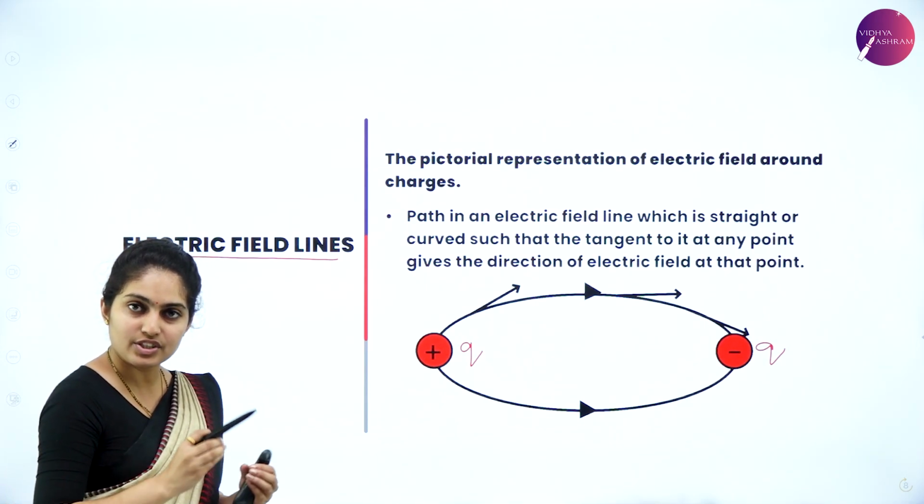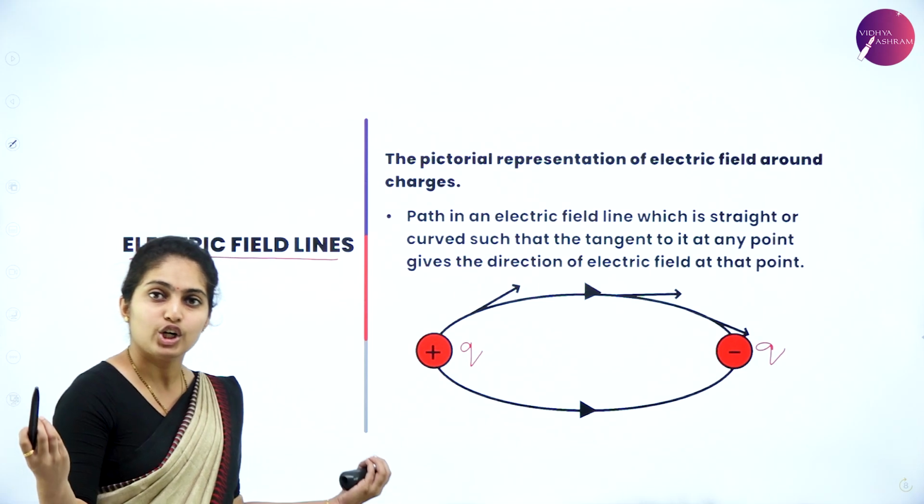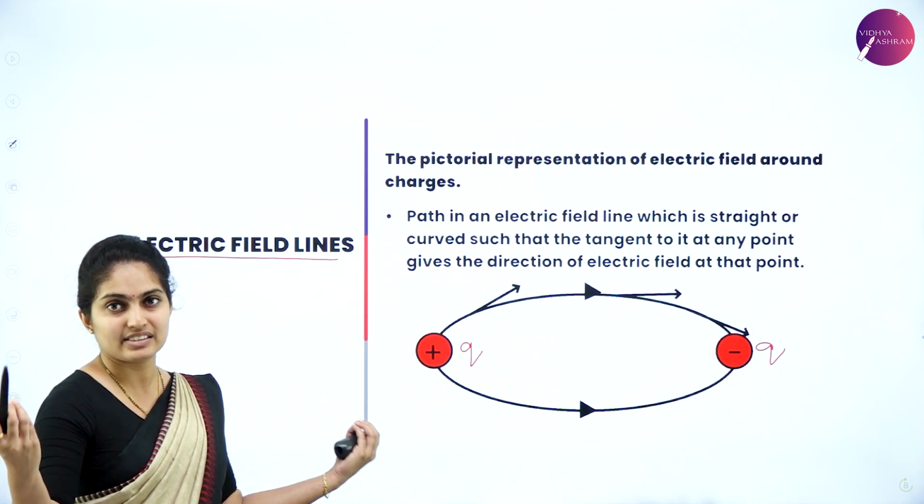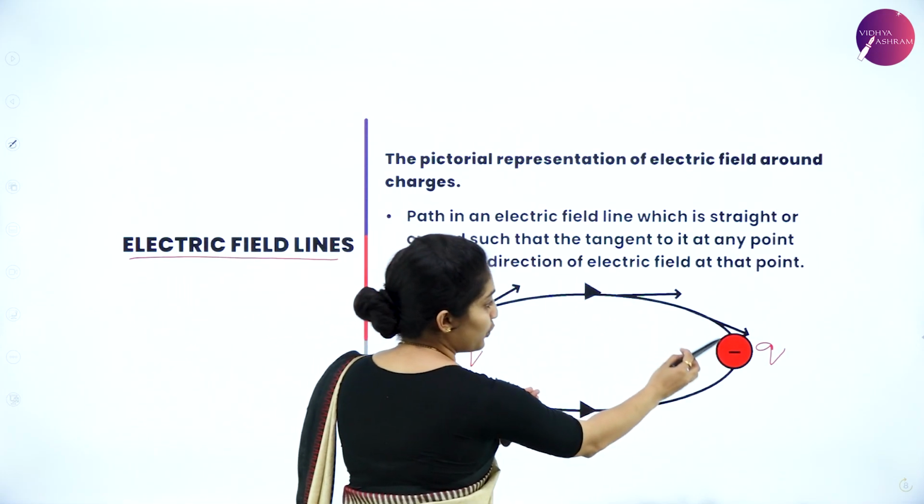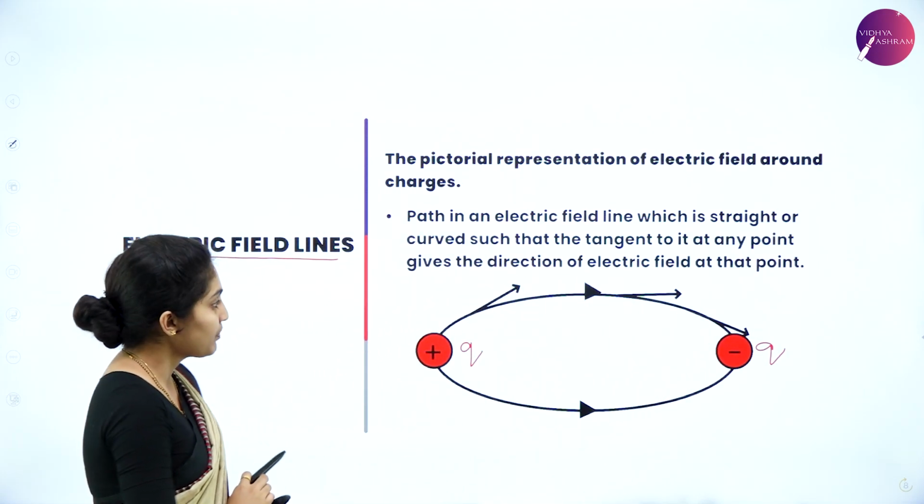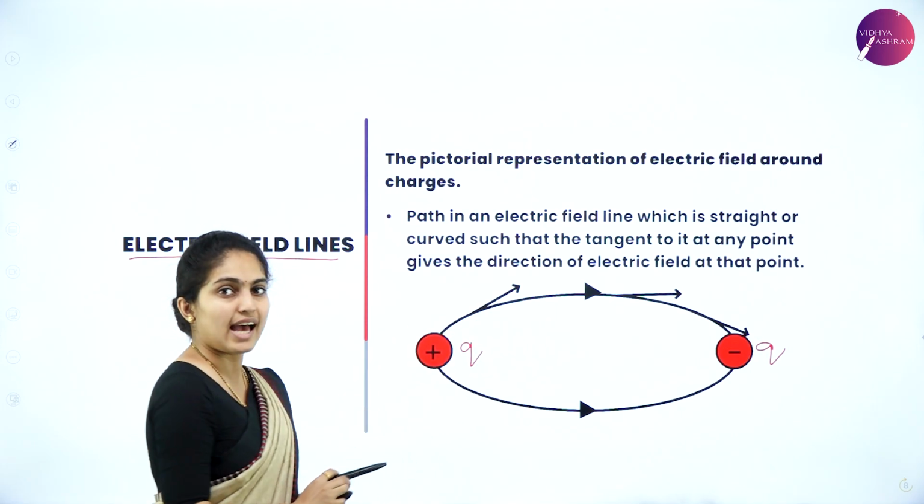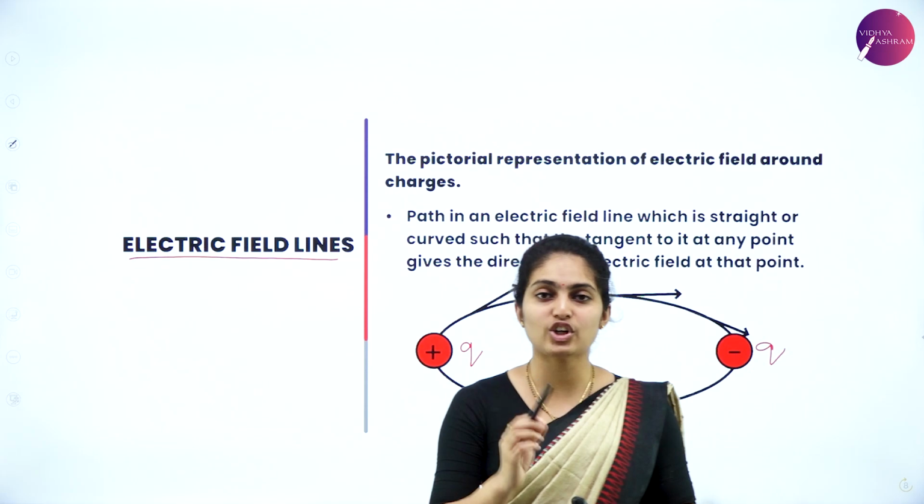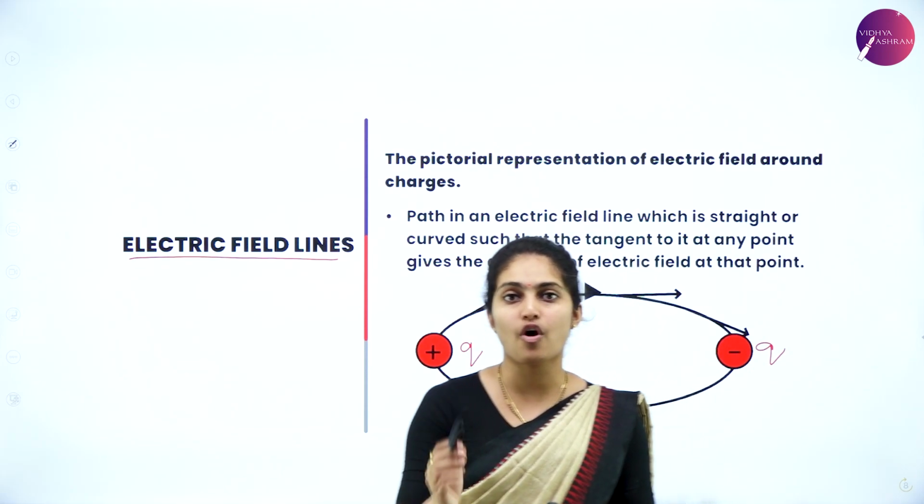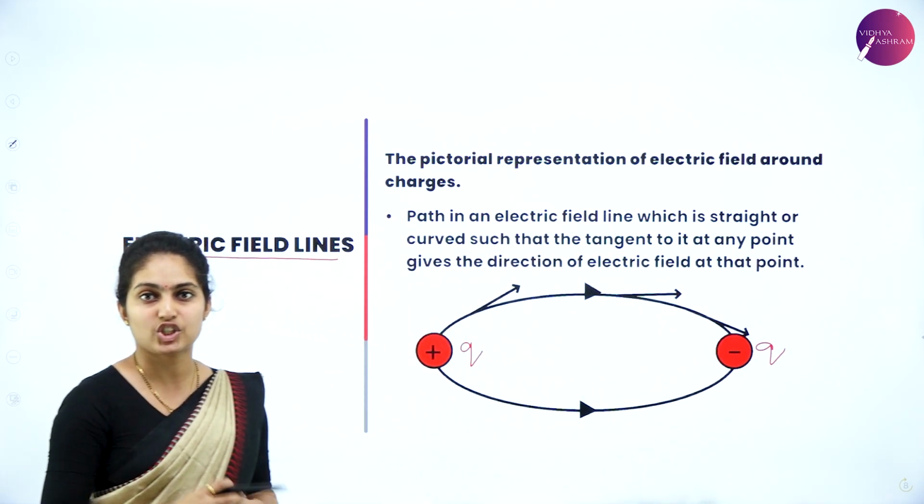From the positive charge, the field lines are directed away. Towards the negative charge, the field lines are directed towards it. So the lines are directed away from the positive charge towards the negative charge, as you can see with the help of this arrow mark. And in physics, why is the arrow mark very important? In order to represent the direction of motion, towards which direction it's moving.